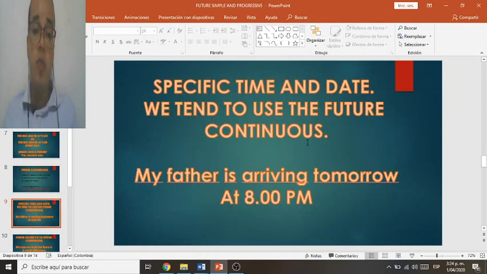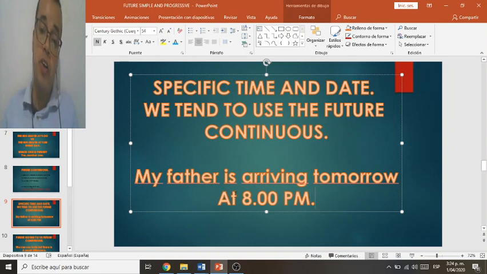With a specific time and date, we tend to use the future continuous. When we are totally sure about something and we have the date, we have the time, etc., we normally use the future continuous. My father is arriving tomorrow at 8 p.m. Sé que es mañana, sé que será a las 8 de la noche, so I can use the future continuous. Future continuous is just the same structure as the present continuous. Subject, my father, verb to be, the verb in ing, plus the complement.